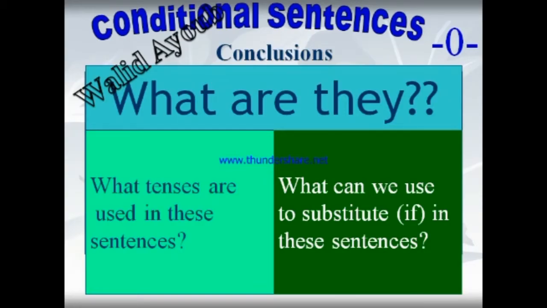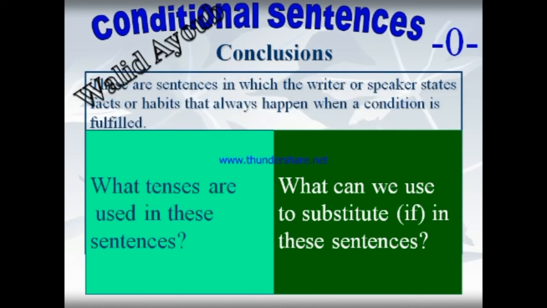To sum up, what are conditional sentences of type 0? What tenses are used in these sentences? And what can we use to substitute if in these sentences? Conditional sentences of type 0 are sentences in which the writer or speaker states facts or habits that always happen when a condition is fulfilled.